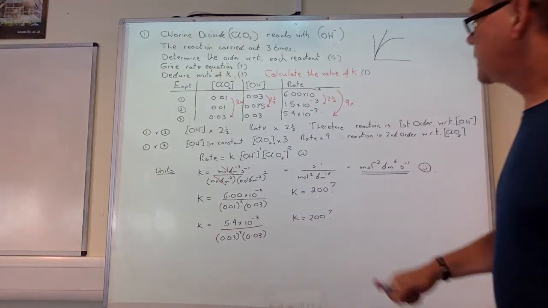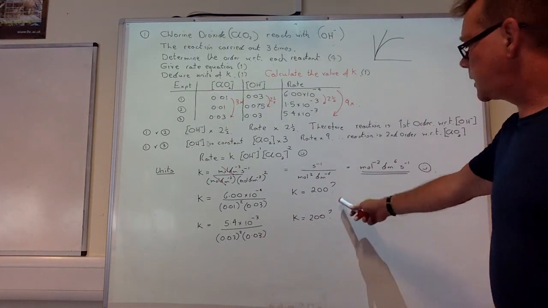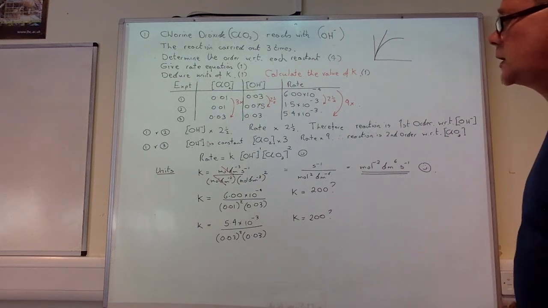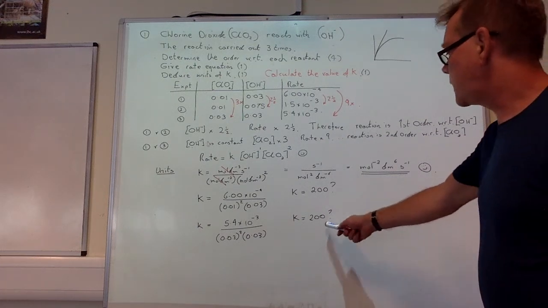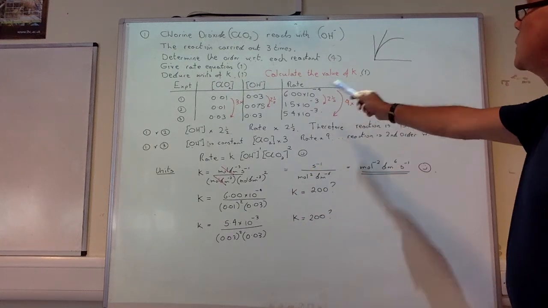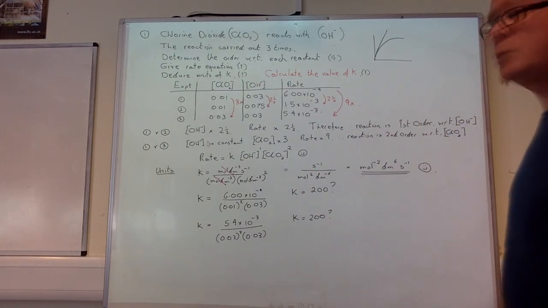There you go. That's it. That's how to get all the marks. But like I say, check these. What matters is that they're the same. And do the third line as well. Make sure you can calculate the value of k. So we've got the value of k, we've got the units of k, and we've deduced the rate constant from the experimental data. Jobs are good.